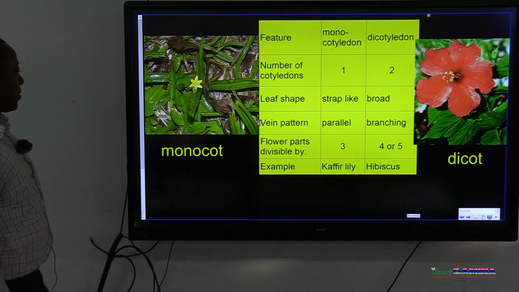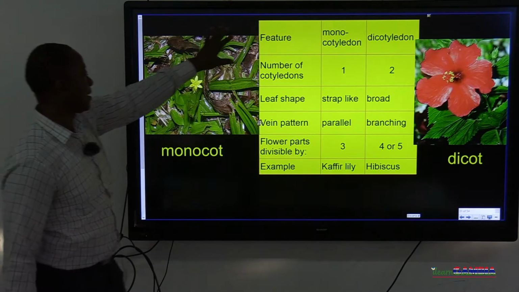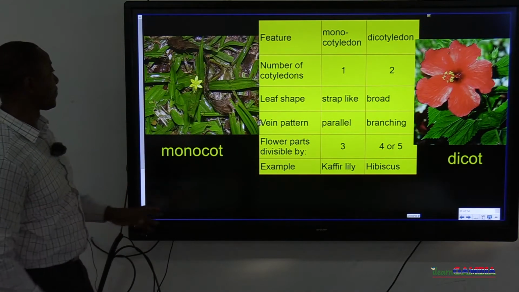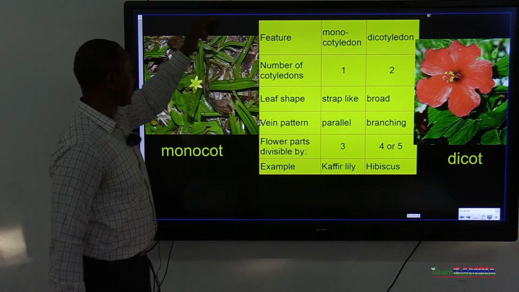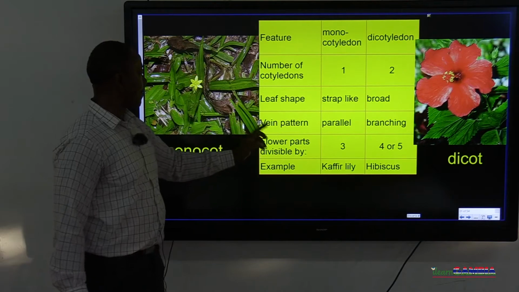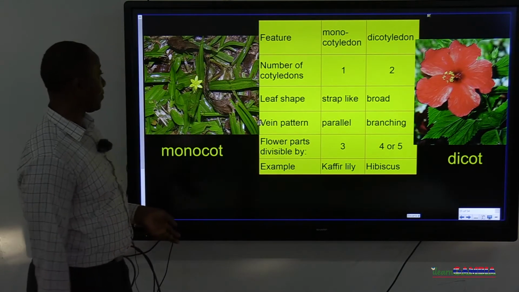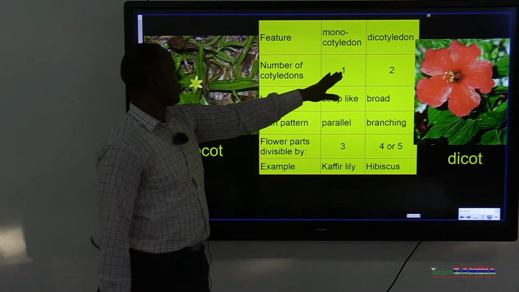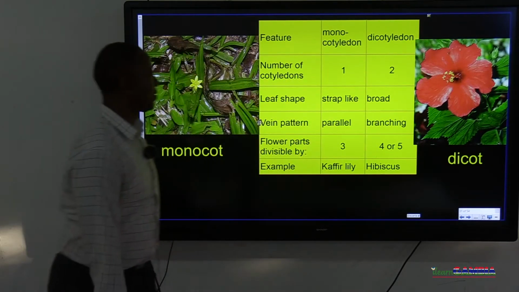So when we come to monocot and dicot, these are the main features we can use to compare them. We're looking at the number of cotyledons, the shape of the leaf, the vein pattern, and the flower petals. What are they divisible by? So for monocots, the number of cotyledons is 1. And for dicot, the number of cotyledons is 2.